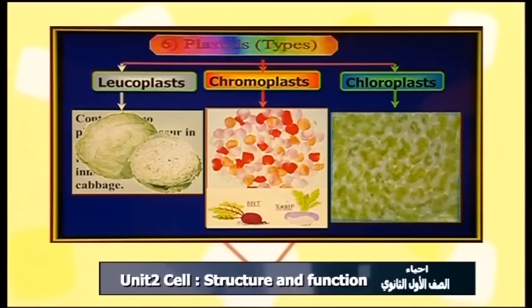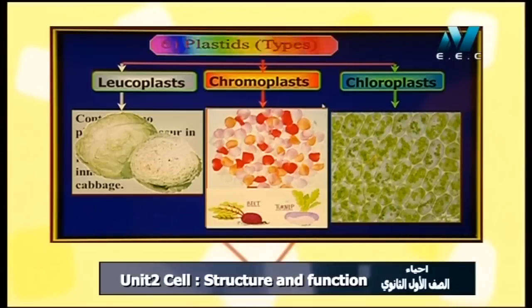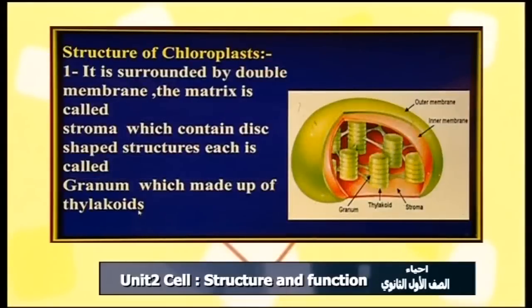But the chloroplast appears in the green parts of the plant and is responsible for carrying out photosynthesis because it contains chlorophyll molecules. The chloroplast is surrounded by a double membrane. The matrix is called stroma, which contains disc-shaped structures. Each is called a granum, which is made of thylakoids.